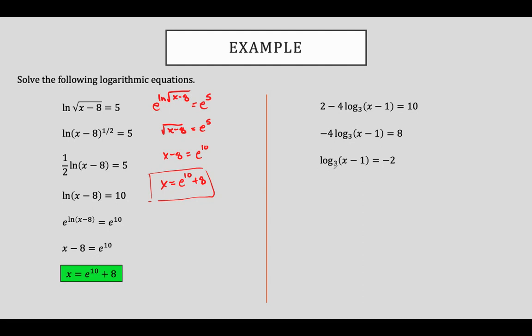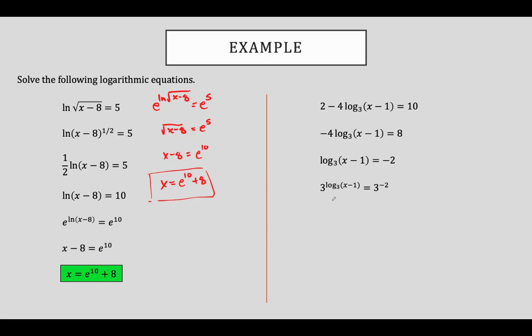Now that we have isolated the log, we need to do the inverse operation of logging. Again, notice our variable is being logged. Well, the inverse operation of logging is exponentiation. That means we need to make each side of the equation an exponent. And what are we going to choose as the base of our exponent? 3, because that is the base of the log.